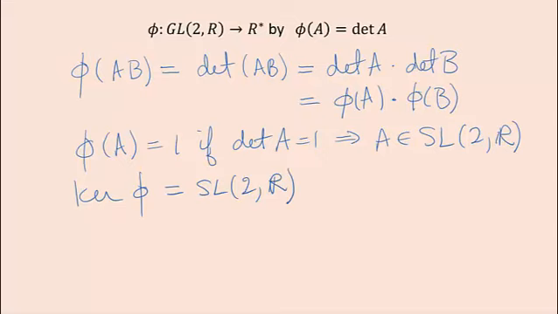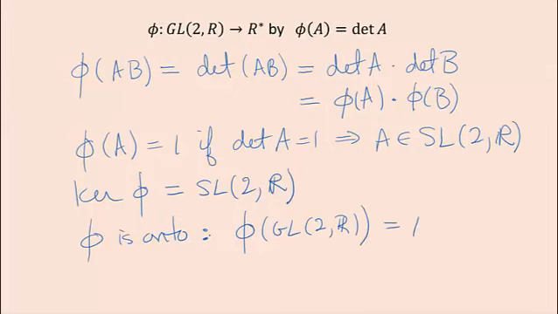That's the kernel. Now, what about the image of the general linear group? Well, in this case, you know that you can take any non-zero real number and easily find many matrices that have that number as their determinant. So in this case, phi is onto. And if phi is onto, another way of saying that is that the image of the group GL2R is R star.